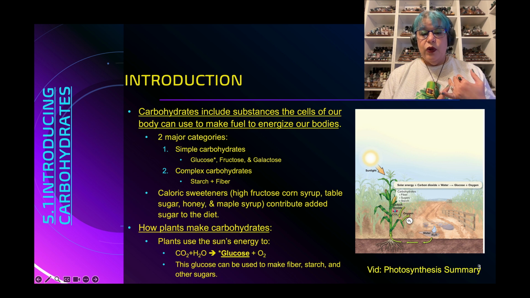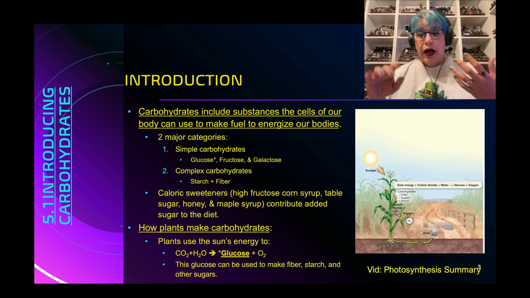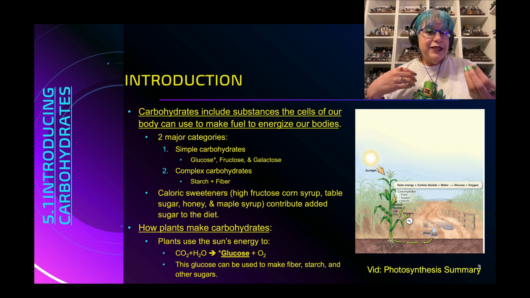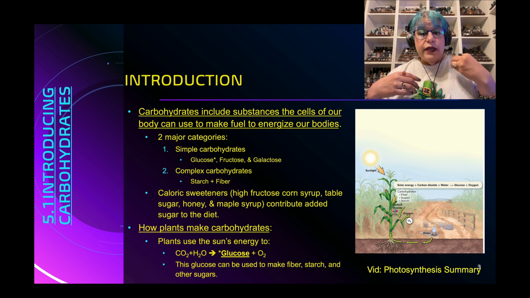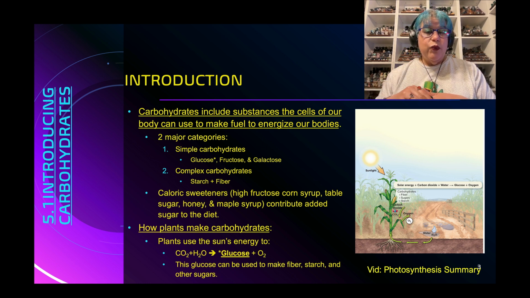We're going to talk about caloric sweeteners, things like high fructose corn syrup, table sugar, honey, and maple syrup. Just like the name suggests, they're the ones that add calories to our diet. Ultimately, the examples that I've given you are the ones that add extra calories, especially high fructose corn syrup, which is added to our cereals and things like that.